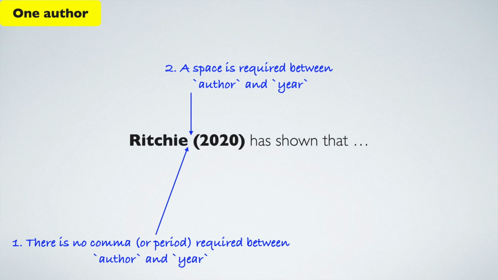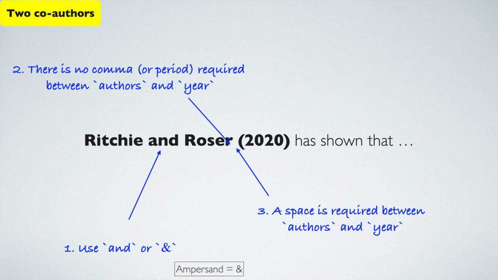And when a citation only contains one author, there is never a comma or period placed between the author and year, but there is always a space needed between the author and year. In the case of two co-authors, we need to use either "and" or the ampersand, depending on the citation style we're following. The ampersand is Latin for "and." Again, no comma or period should be placed after the authors, but one space should be placed between the authors and year.